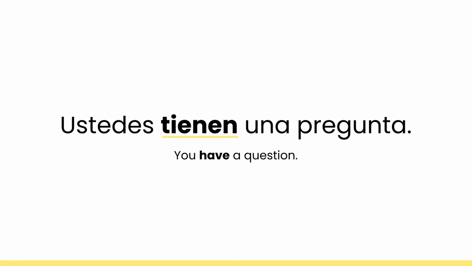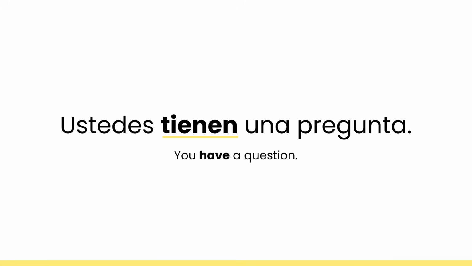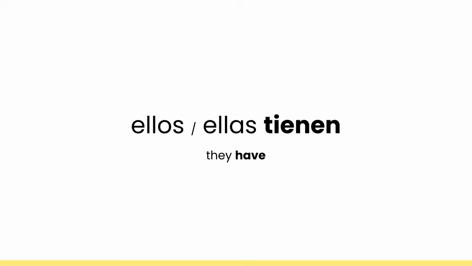Ustedes tienen una pregunta. And ustedes can mean you informal in a country outside of Spain, or you formal when it's multiple people in Spain. So ustedes tienen una pregunta, you have a question. Alright, and then the last conjugation we will learn, which is ellos or ellas tienen. So it's the same as ustedes tienen, ellos or ellas tienen. They have. Ellos tienen. Ellas tienen.